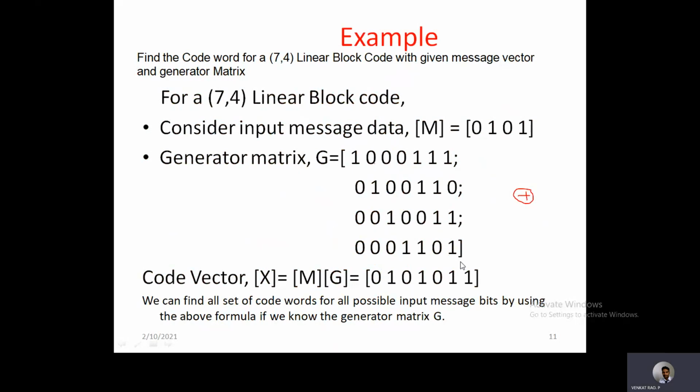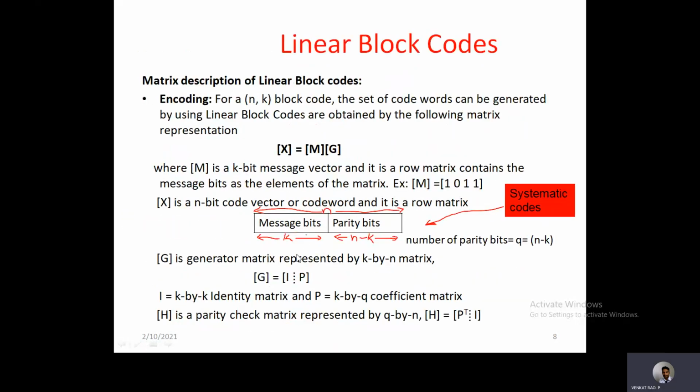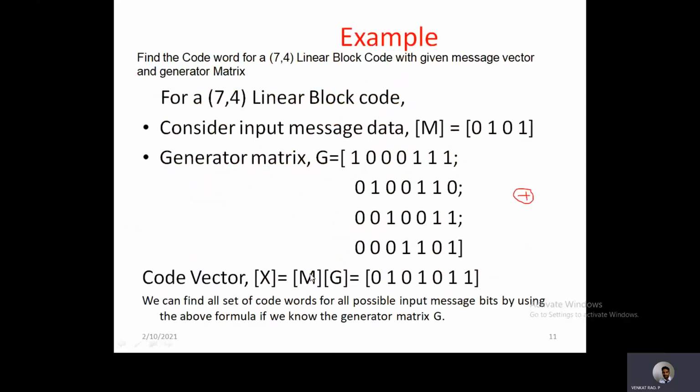From this generator matrix, we can clearly identify how it is represented: I along with P. That means the identity matrix, followed by the coefficient matrix. This part is the identity matrix: 1 0 0 0, 0 1 0 0, 0 0 1 0, and so on. Up to here is the identity matrix, and the remaining part is the coefficient matrix, which you can call P. Anyway, that is not required here.